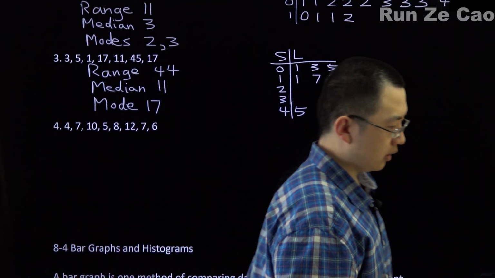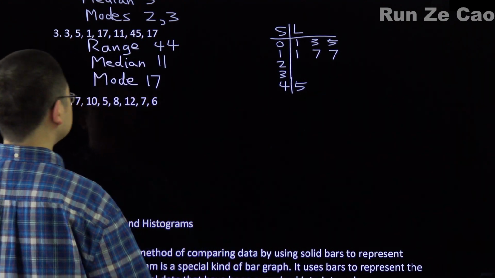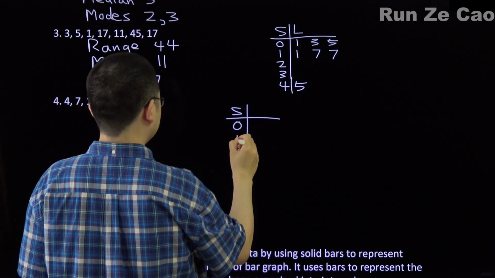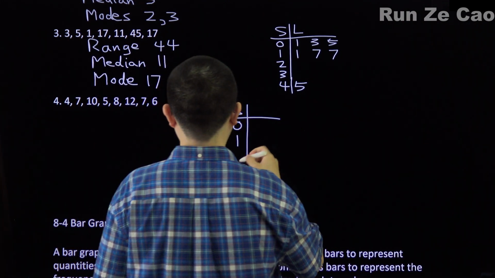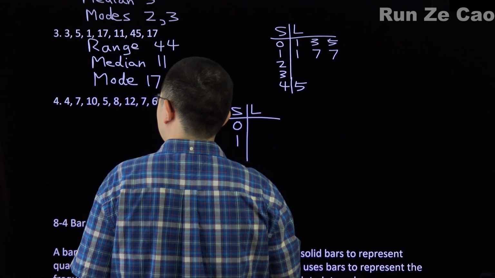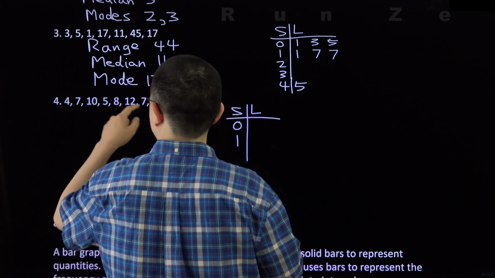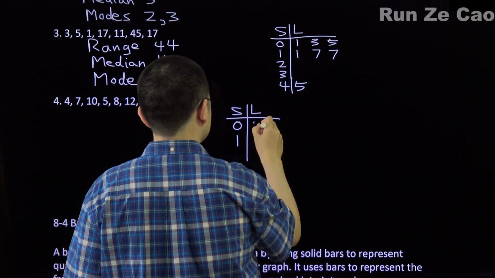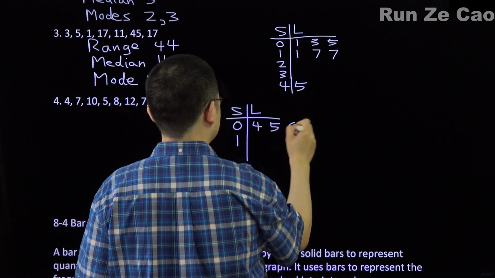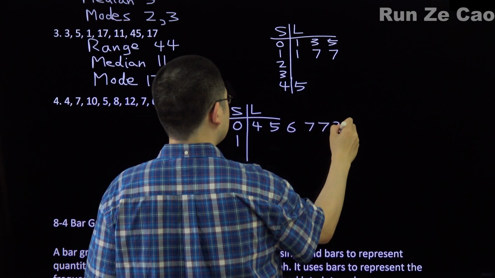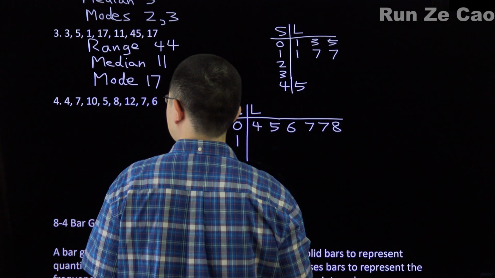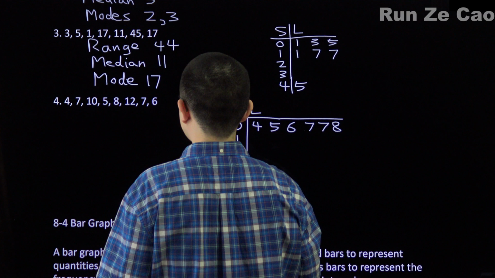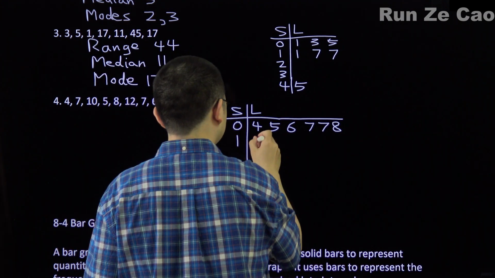Okay, how about this one here? Stem 0 and stem 1. For the leaves, we got 4, 5, 6, 7, 8. But there's 2 7s. So 5, 6, 7, 7, 8. Okay, what about the 10s? Well, we got a 10 and we got a 12.